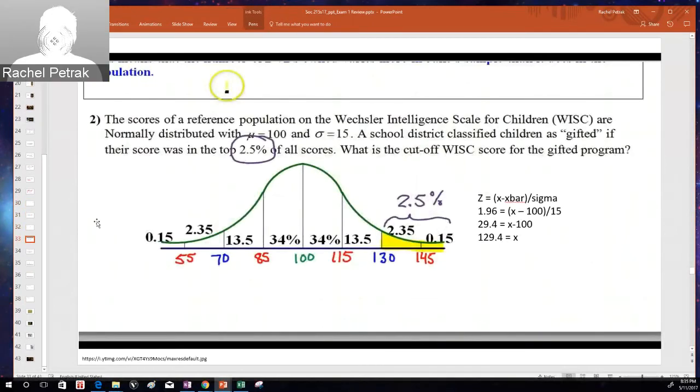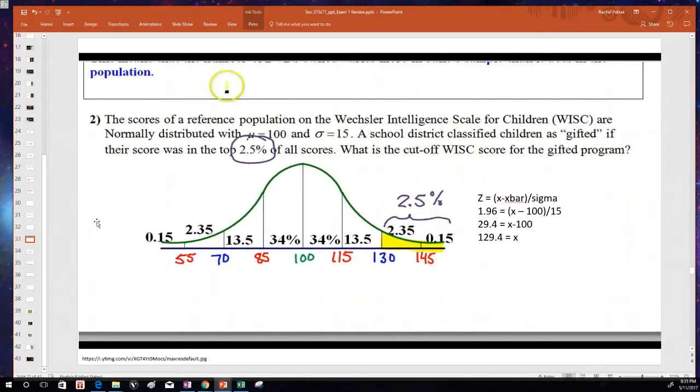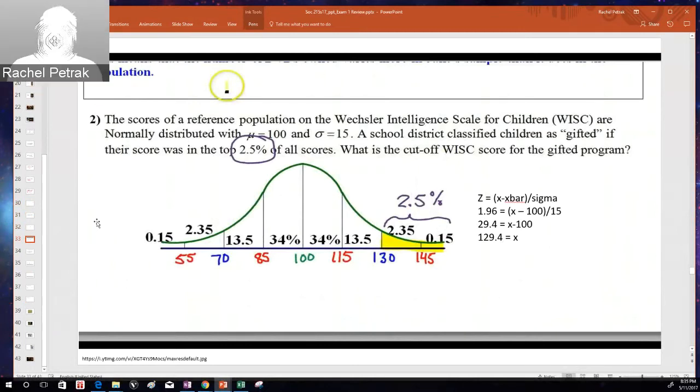Now we have some normal distribution problems to practice. Intelligence tests are very popular in examples like these. Here we have a reference population on the Wechsler Intelligence Scale for Children, and it's normally distributed with a mean of 100 and a standard deviation of 15. In this problem, a school district classified children as gifted if their score was in the top 2.5% of all scores. We need to find the real score cutoff for the gifted program.